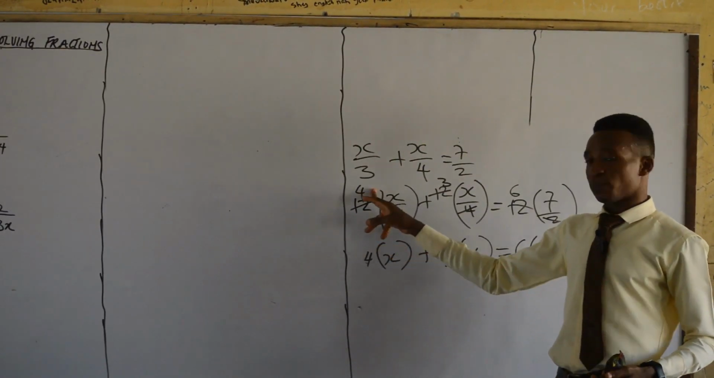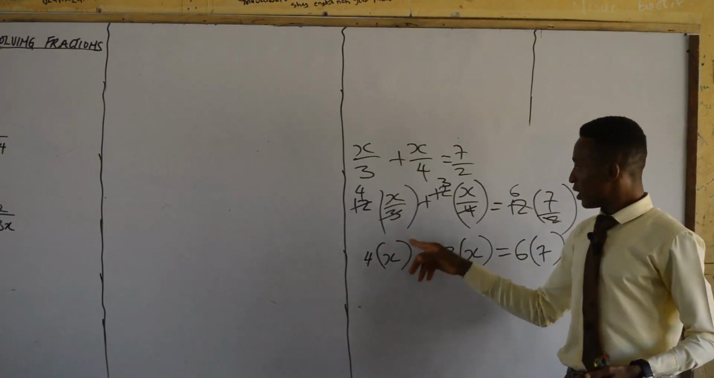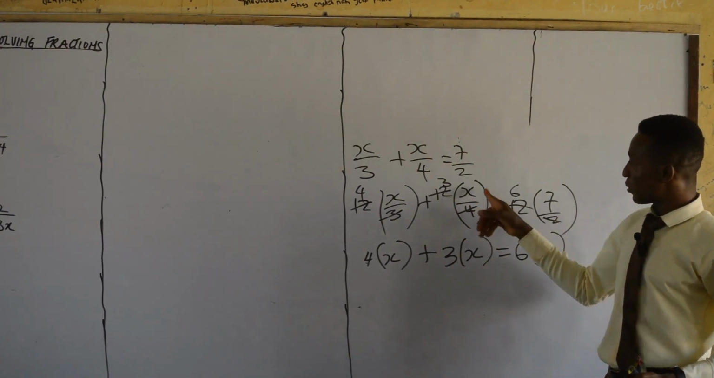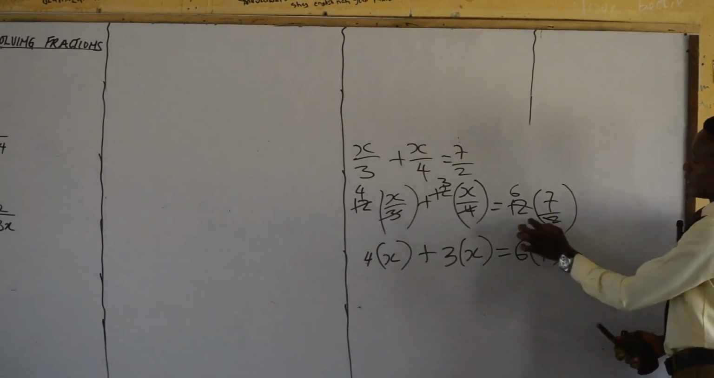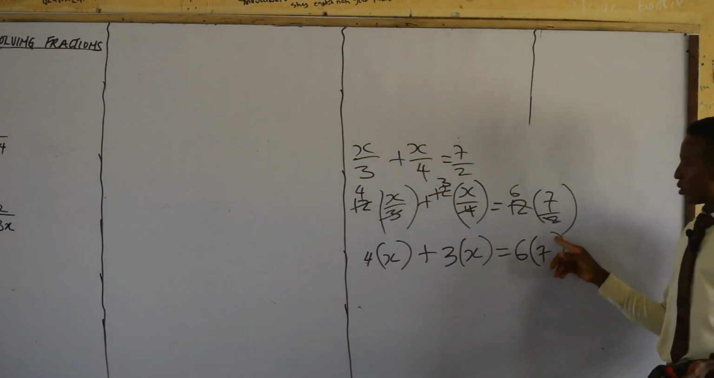12 divided by 3 gave us 4. So I brought the 4 out. Then the numerator, which is x, I brought it here. Now 12 divided by 4 will give us 3. I wrote the numerator, which is 3. Then from the right hand side, how many 2s will you see in 12? 6. I brought out the 6, then multiply by the numerator, which is 7.